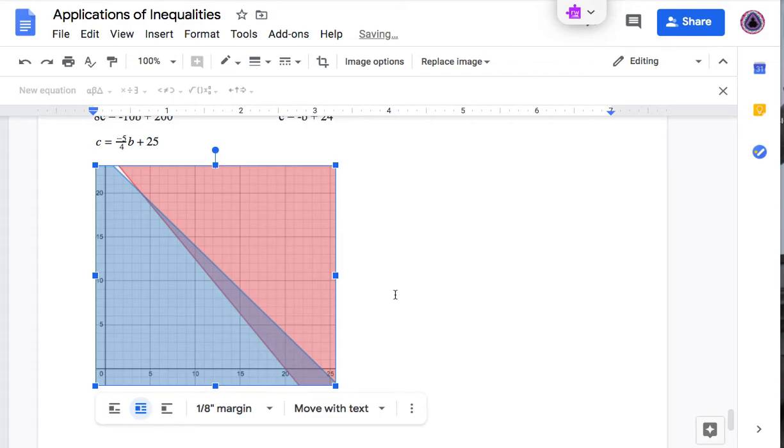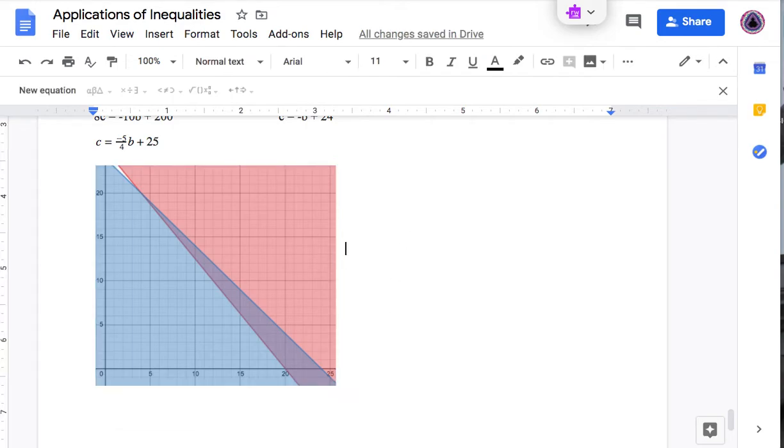So now, as I'm looking at this graph, where am I going to find the answers to both conditions? Well, probably pretty easy to see. That means I need the red and the blue to work, and red and blue make purple. So the purple region has the answers. That's anything in the purple region.